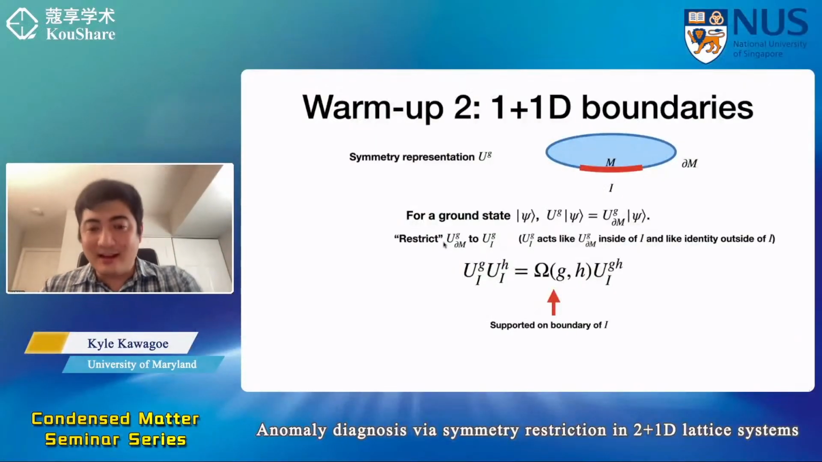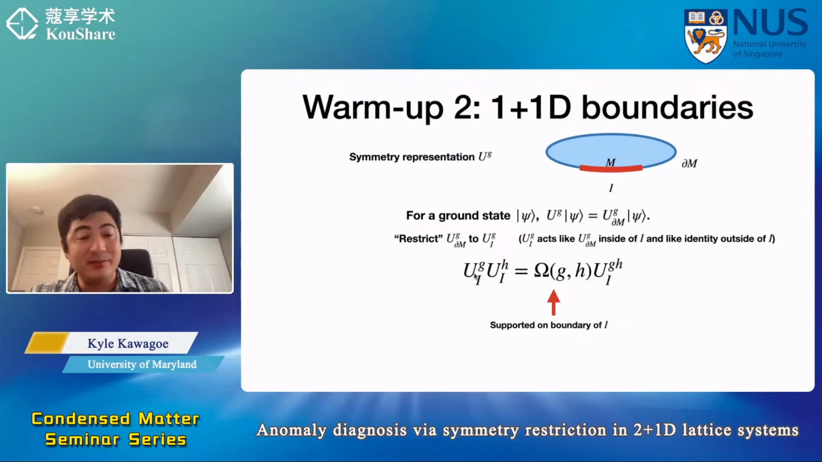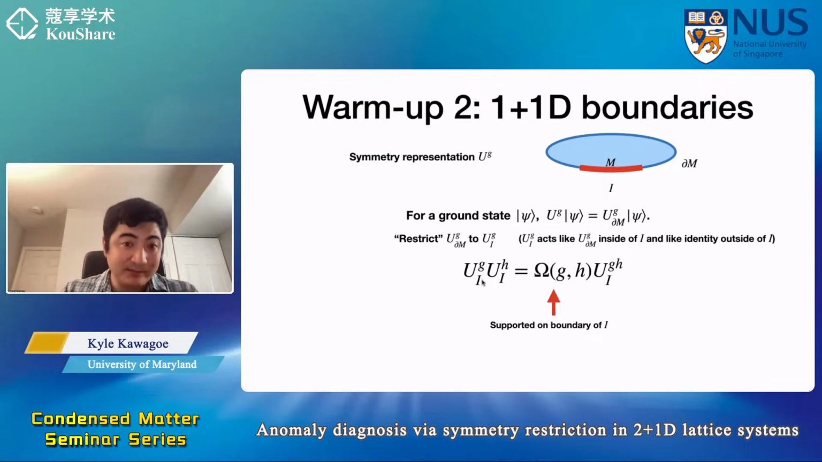Suppose, oh, right. Because before, we had an honest-to-goodness symmetry representation of our boundary symmetry action. So UG times UH was equal to UGH. We had that before, but now after restricting the symmetry to just an interval on the boundary, this is only true up to, instead of a phase, some operator.